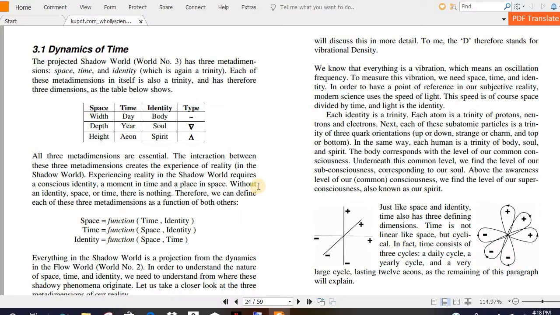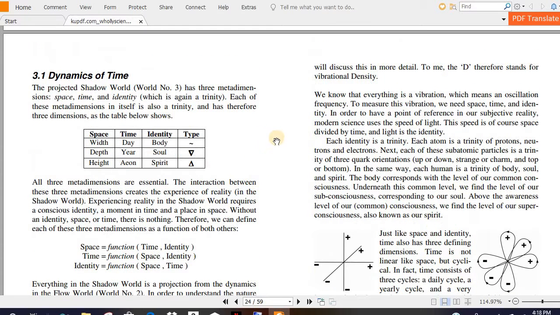Okay, this is going into a little bit deeper stuff here. We'll just continue on. The projected shadow world, world number 3, has 3 meta dimensions: space, time, and identity, which is again a trinity. Each of these meta dimensions in itself is also a trinity and has therefore 3 dimensions, as the table below shows: width, depth, height; day, year, eon; body, soul, spirit.